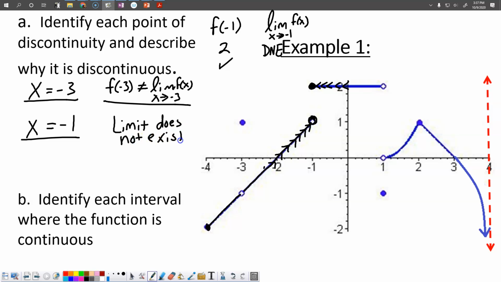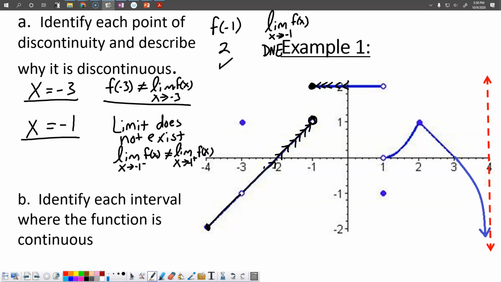Now, just to be a little bit more specific about why the limit does not exist, we should say why, because there's two reasons why a limit may not exist. One is because of this, when the limit from the left and the right are not the same. So the limit as I approach -1 from the left is not the same as the limit when I approach -1 from the right.